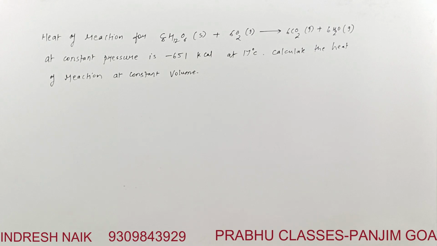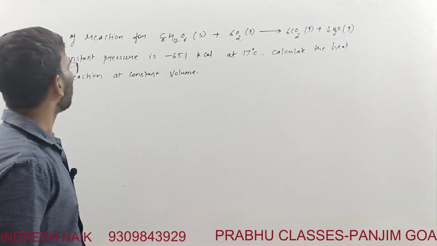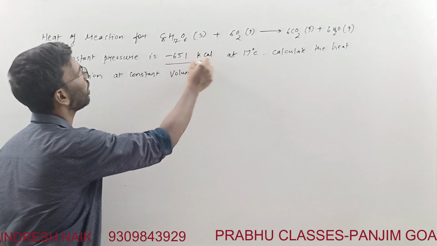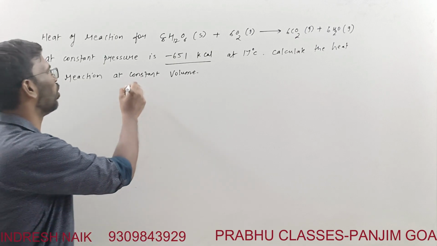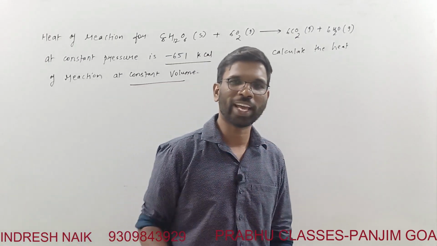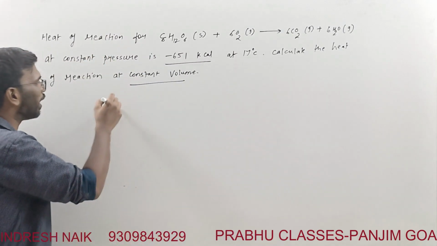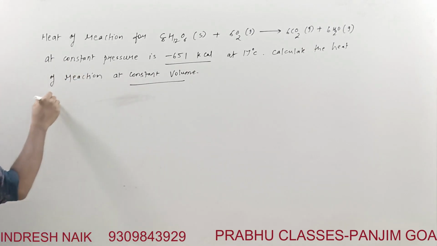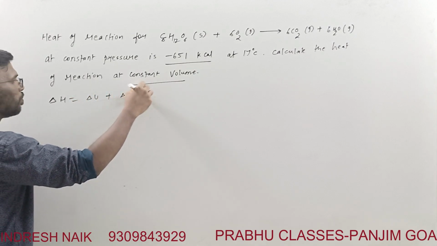Okay, read this question, have a look at it. The question asks for the heat of a reaction. Heat of a reaction for this at constant pressure is given to be minus 651 kilocalories at 17 degrees Celsius. Calculate the heat of reaction at a constant volume. What are they asking? Heat of reaction at a constant volume is the internal energy change, delta U. So this is the equation we have: delta H is equal to delta U plus delta Ng RT.